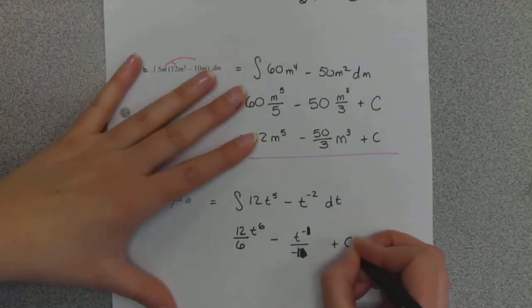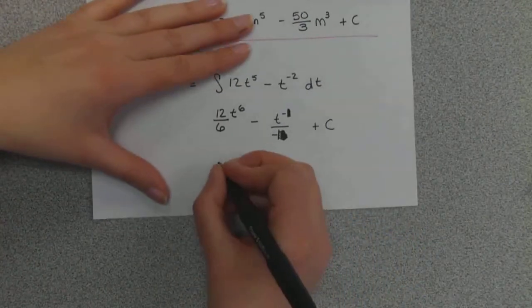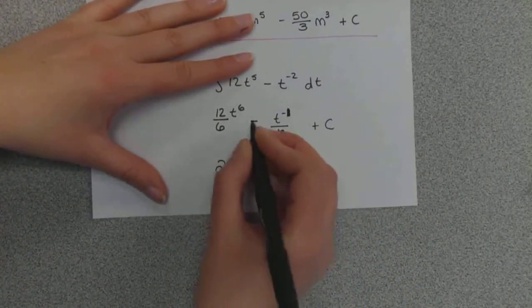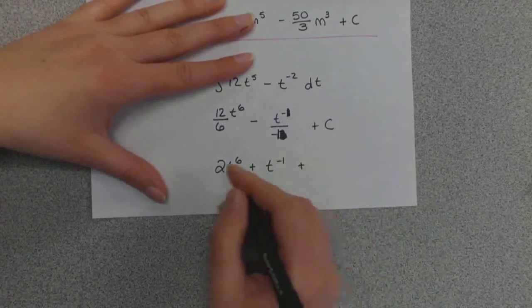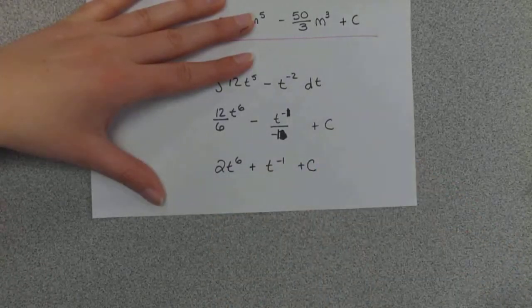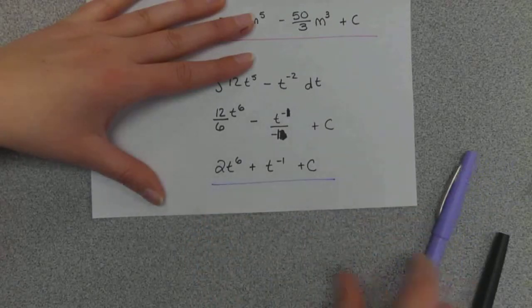So I definitely need to rewrite this because it's super messy. So I've got 2 t to the 6th, negative, negative, so plus t to the negative 1. I don't need to write the 1 in the denominator. So then plus c. So there we go.